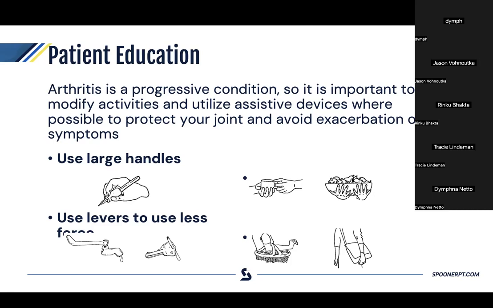Sometimes turning a doorknob can be painful because you are putting stress on that thumb. You're gripping tightly, whereas if you're using a lever, again, it allows you to disperse that weight a little bit more evenly and reduce the stress on that thumb.